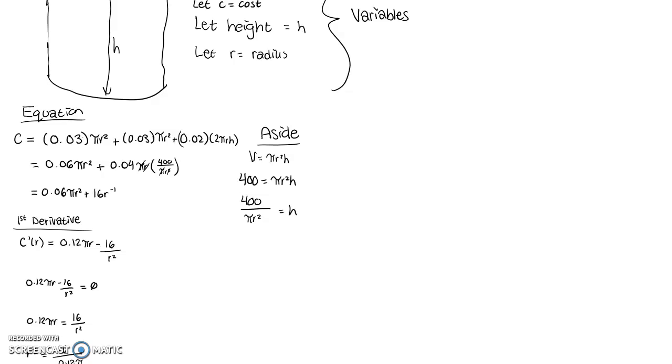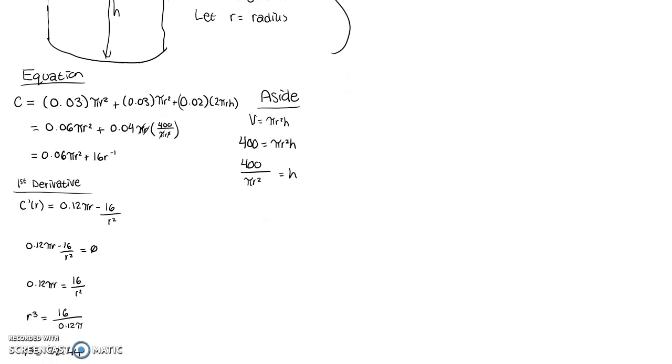So for my side, I wanted to figure out what the height was, so I knew that volume is equal to pi r squared h for such an object. So I plugged in my known volume of 400, and then I solved and moved things around to get 400 over pi r squared is equal to h, which is the height.